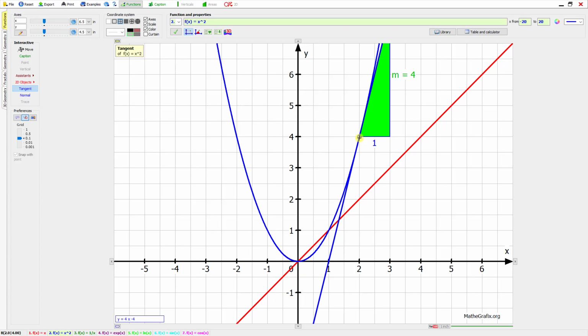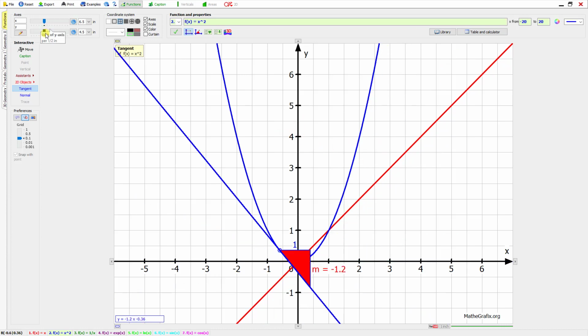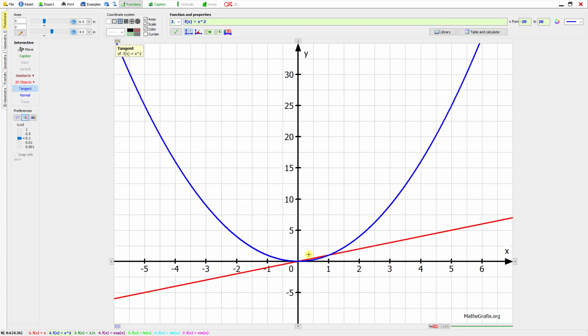Let's go back to slope. And x equal to 2, slope is 4. What about x equal to 3? The slope is 6. Okay, so we're going to rescale the y-axis to show some more. Okay, so x equal to 0, slope is 0. x equal to 1, slope is 2. x is equal to 2, slope is 4.